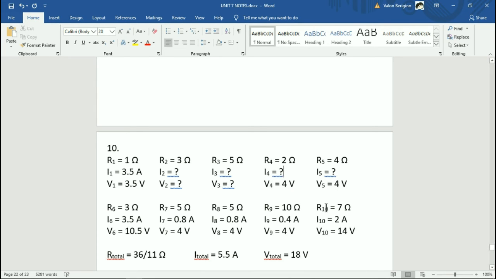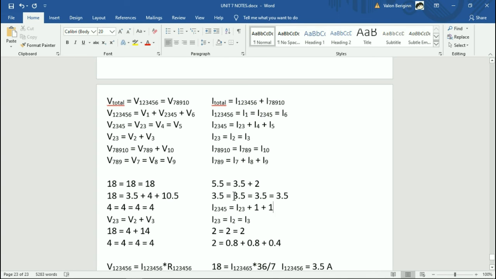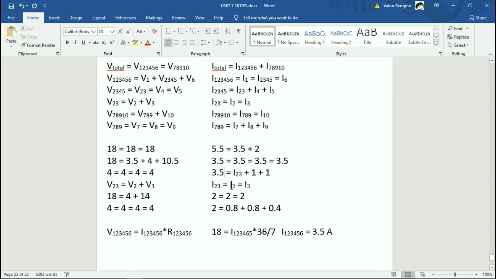You can then solve for current. So 4 equals something times 2. It's going to be 2. And 4 equals something times 4. That's going to be 1. So I4 and I5 are 1. And this 2, 3, 4, 5, that was this here, right? So yeah, this is 3.5. So 3.5 equals something plus 1 plus 1. 1.5. Which means this is 1.5, this is 1.5, and this is 1.5.